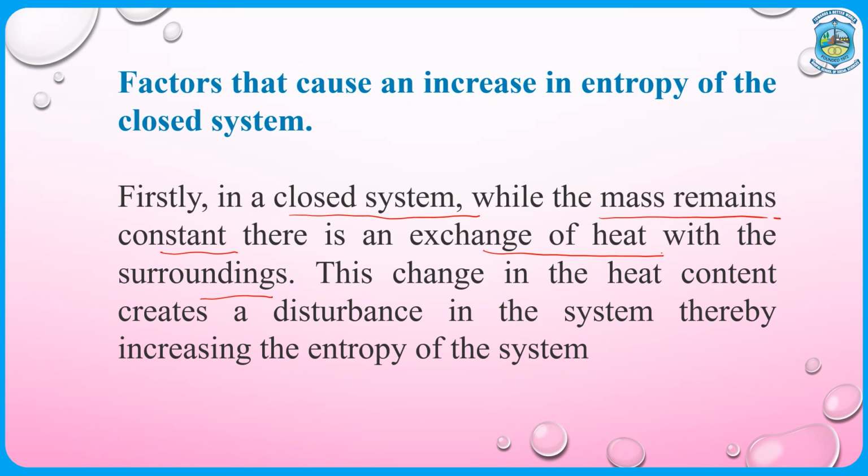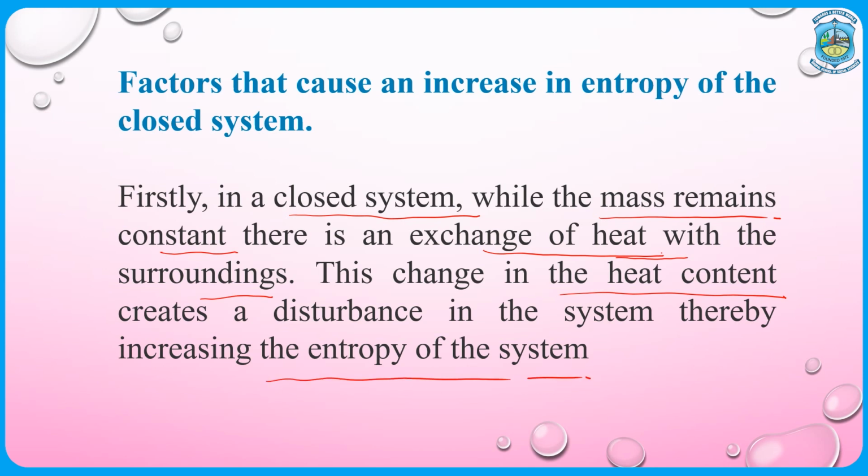So, in a closed system, when there is no exchange of matter, it remains constant, but heat is still being exchanged with the surrounding, and this change of heat causes disturbance in the system. So, there is exchange of heat from within the system to outside, but as we have seen, the spontaneity of the reverse reaction is not possible. So, this exchange of heat causes disturbance in the system, and therefore it increases the entropy of the system.